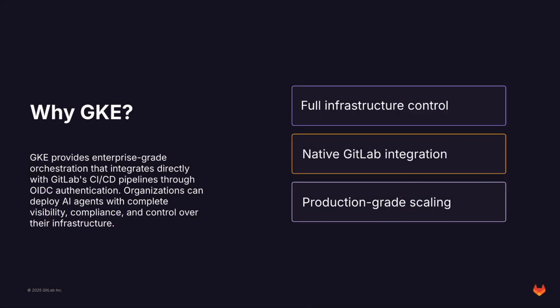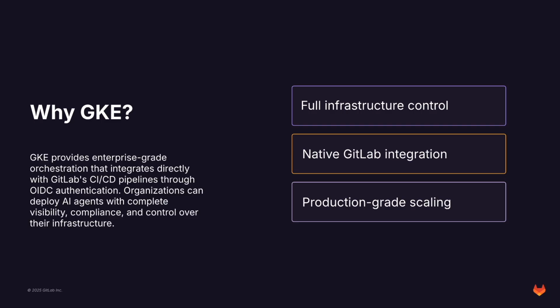So why choose GKE for deploying your AI agents? GKE gives you enterprise-grade orchestration that connects seamlessly with your existing GitLab CI/CD pipelines through OIDC authentication. This means your organization can deploy AI agents while maintaining complete visibility, compliance, and control over your infrastructure.